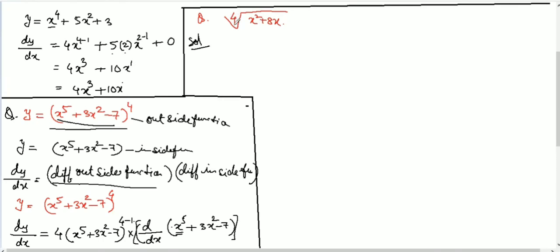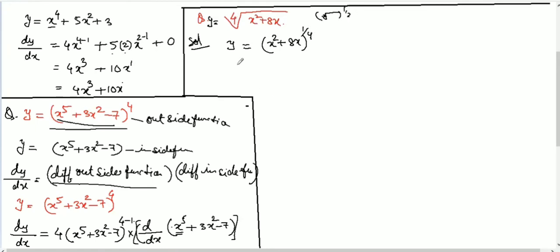Fourth root, not only square root. Square root means power half. If there is a fourth root, just write down the question here. This is y equal to, fourth root means write down the function x square plus 8x and the power will be 1 over 4. If square root is there, 2 is hidden here, so that's why we write power half. But here 4 means 1 over 4.